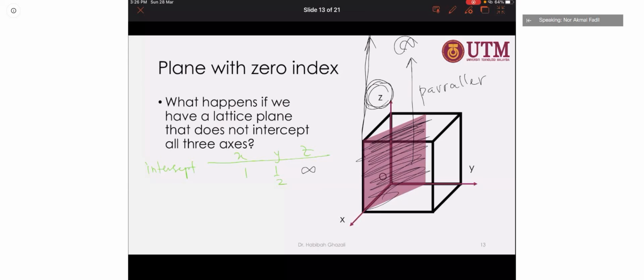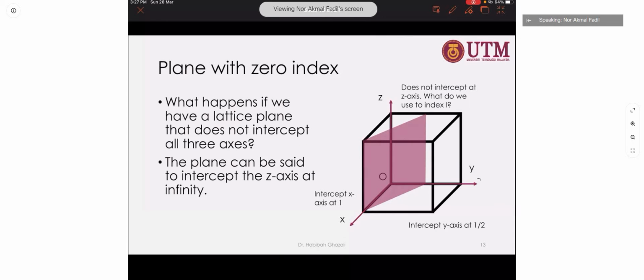Do you understand? So the plane can be said to intercept the z-axis at infinity. Infinity at z, that's where we do the reciprocal. So z is infinite. After we do the reciprocal, we will get 1 over infinity, which is 0. So in that case, we use 0.